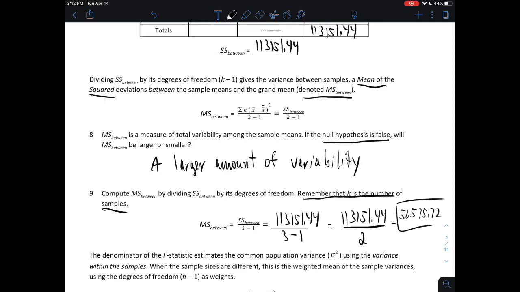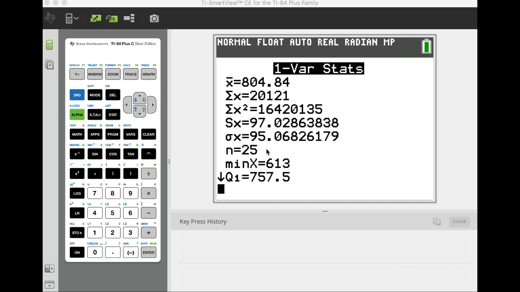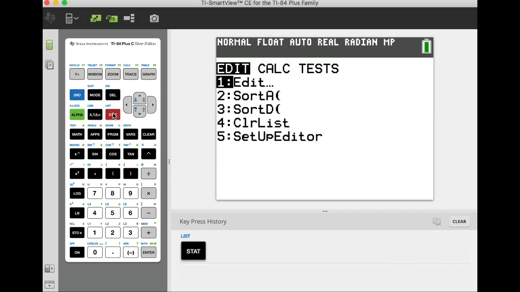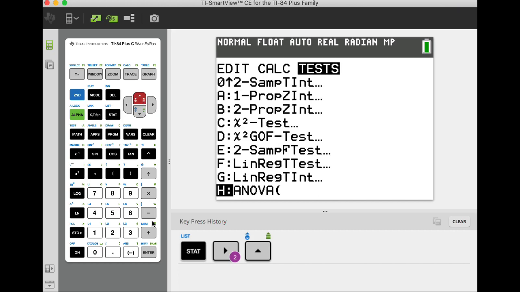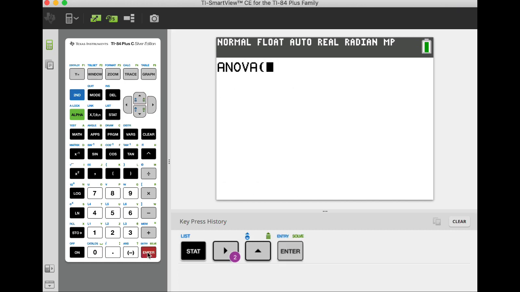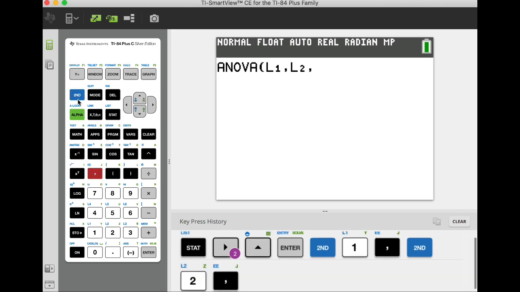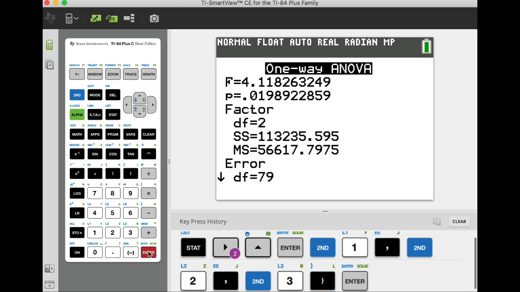Okay, so here's where I now want to switch over and take a look at the calculator function, so we can do these calculations that we just saw and then finish the rest of this lesson in a much easier way. So back on my calculator, I'm going to press Stat. I already have my data in the lists, so I'm going to go over to Tests and then go all the way to the bottom. You can also do that by just pressing up once, and you get to ANOVA. Press Enter, and then I need to just type in second and 1 for list 1, comma, second and 2 for list 2, comma, second and 3 for list 3. And then press Enter.